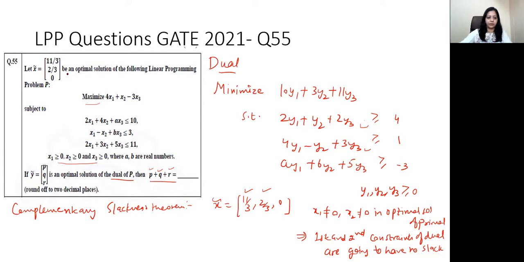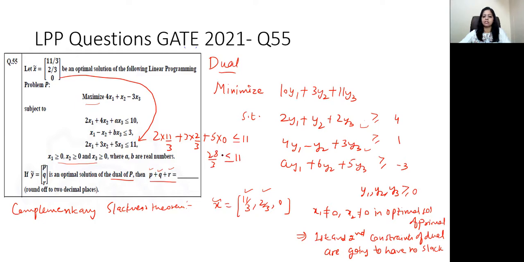third constraint here, if you put this directly into this constraint, you will get 2 into 11 by 3 plus 3 into 2 by 3 plus 5 times 0 is less than or equal to 11. So obviously this will be satisfied, but let's just compute the left hand side. So 22 plus 6, 28 by 3 is less than or equal to 11, and this is not exactly equal to 11. So that means the slack here is non-zero. So if the slack here is non-zero, the corresponding third variable is going to be 0 in the dual. So you see the connection.